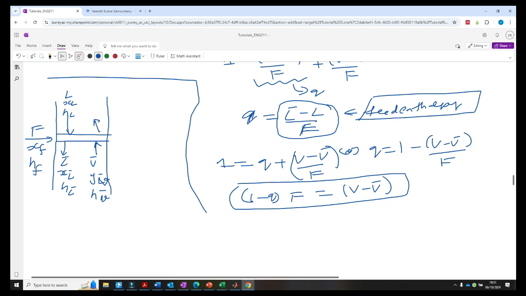And the vapor stream that leaves the feed plate is just V, and then the mole fraction is X suffix V, mole fraction of the more volatile component. Oh, sorry, this is Y suffix V.